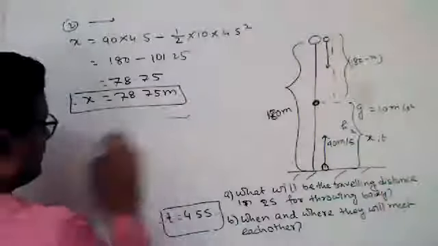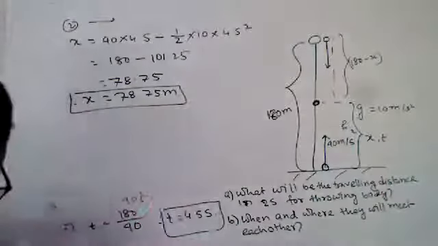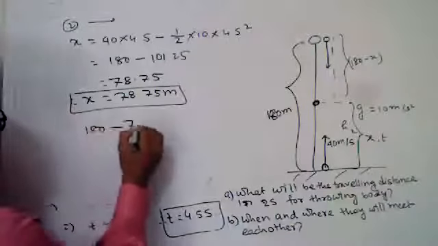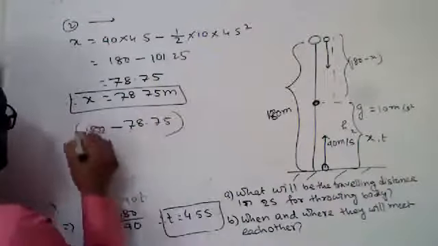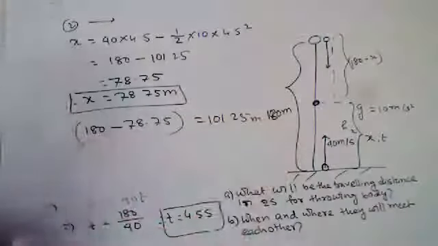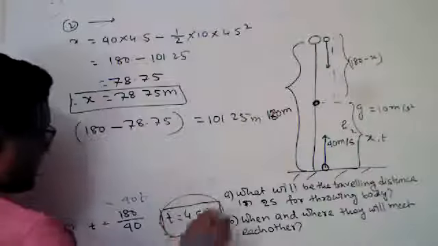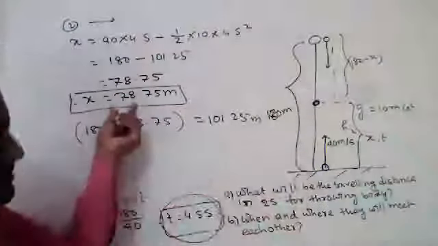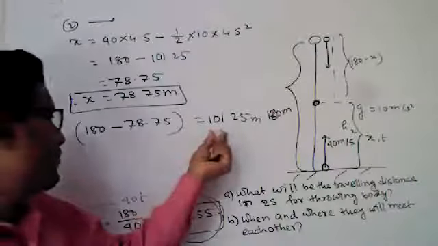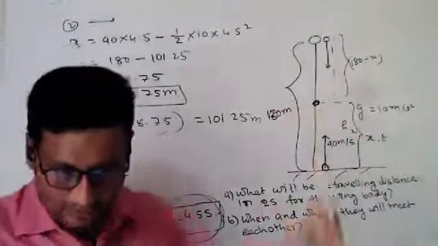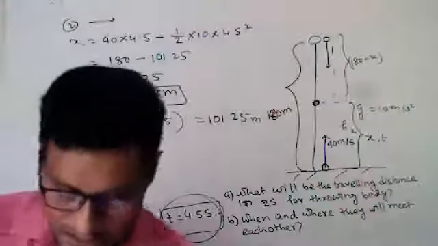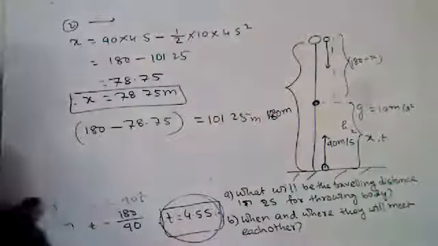If you want to know the distance from the highest peak, it will be 180 minus 78.75. So it will be 101.25 meter. So you can say after 4.5 seconds, at 78.75 meter height from the ground, or 101.25 meter below the top point, they will meet each other. Okay, and this is the answer.